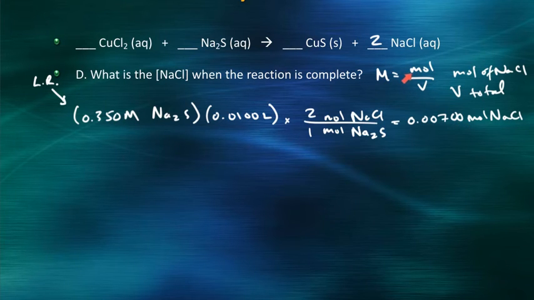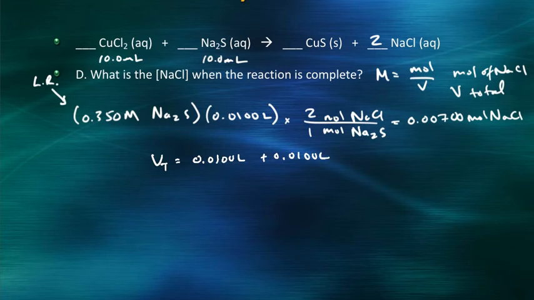So I have the top part of my molarity equation, the moles of NaCl. I need the total volume. Well, when I mix these two solutions together, there were 10.0 milliliters of this one and 10.0 milliliters of this one. So the final volume is just these two things added together. But they have to be in liters because my molarity equation needs the volume in liters. So my total volume is 0.0100 liters plus 0.0100 liters, which is 0.0200 liters.